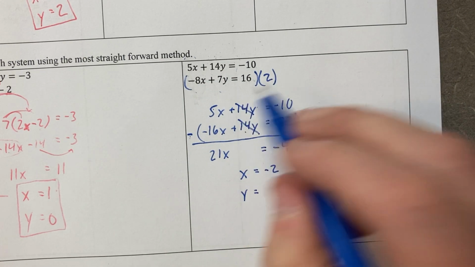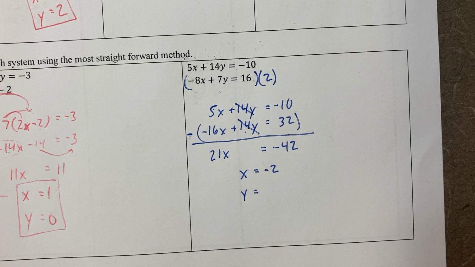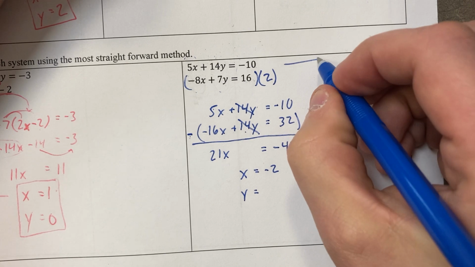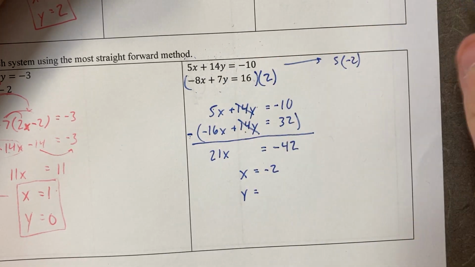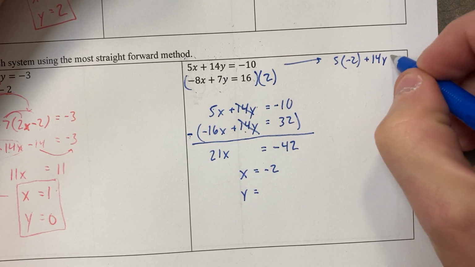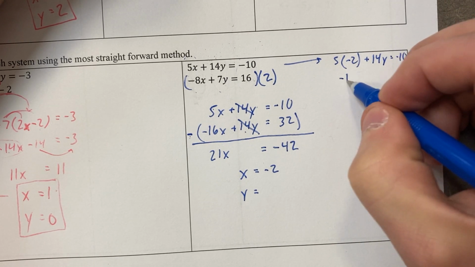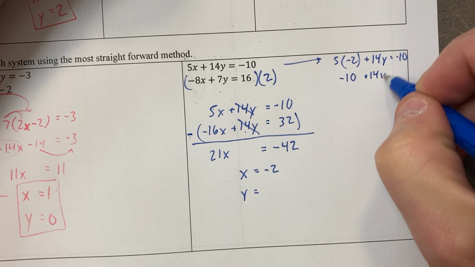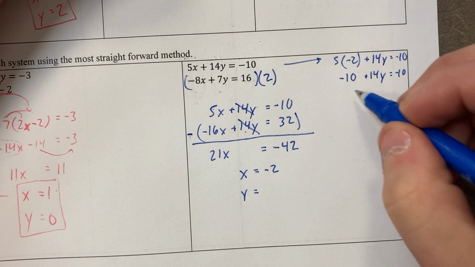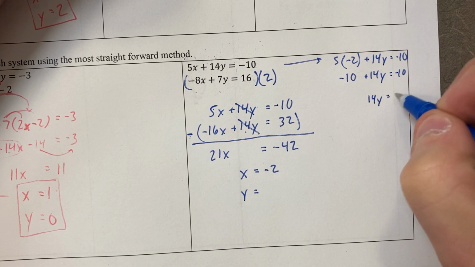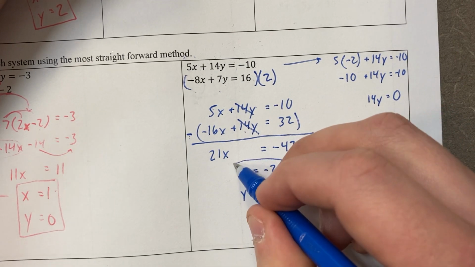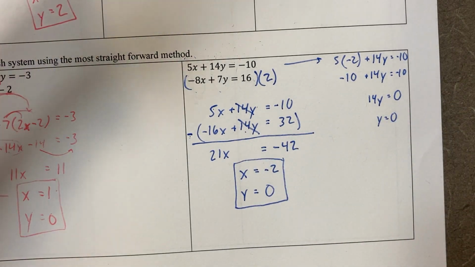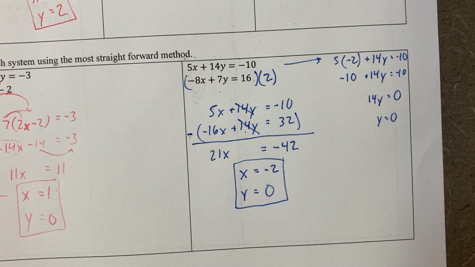And now we have to plug our x in somewhere up here. And it doesn't really matter where. Just take any one of them. 5 times negative 2, I'm going to this top one, plus 14y equals negative 10. So that is negative 10 plus 14y equals negative 10. Add that, 14y equals 0. Oh, looks like y equals 0, apparently. All right, so I'm just plugging in. In both cases, y equals 0. All right.